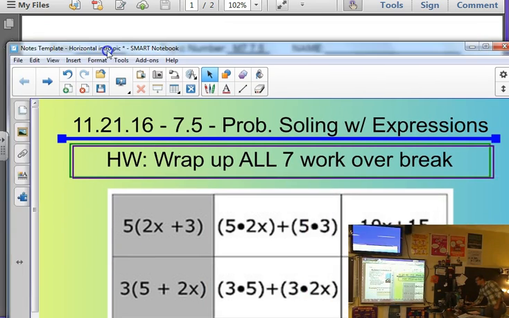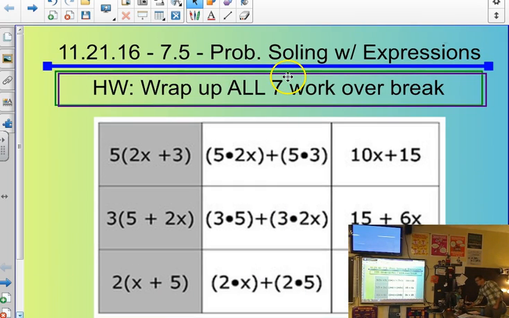Grayscale. So today is the 21st, all day long.